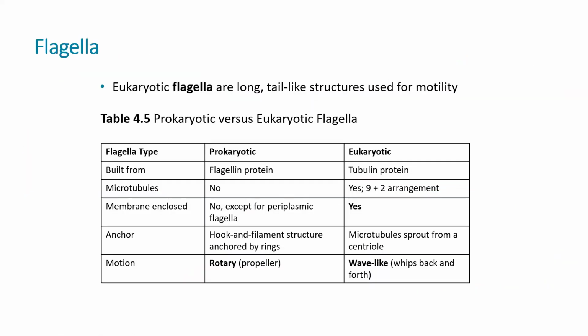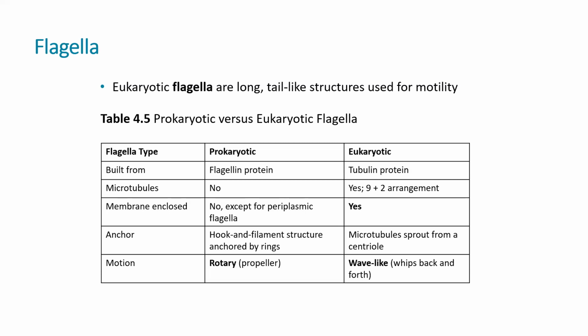So the flagella of prokaryotes and eukaryotes are quite different. In prokaryotes, the flagella is made from the flagellin protein. However, in eukaryotes, there's a tubulin protein. In the prokaryotes, they don't have microtubules, but they do in eukaryotes, and they have this 9+2 arrangement, which we'll talk about in a moment. In prokaryotes, generally speaking, the flagella is not membrane bound. What that means is that it actually is inserted through the membrane and the cell wall. It is not surrounded by membrane. However, in eukaryotes, it is.